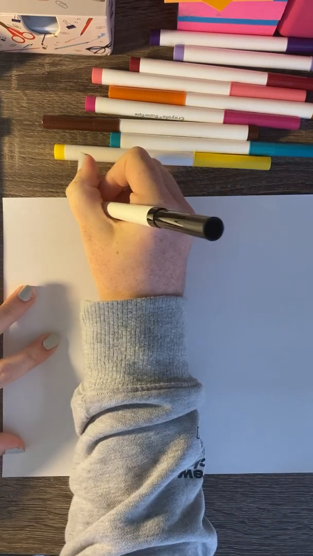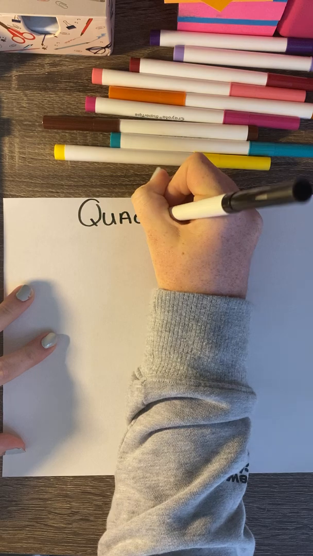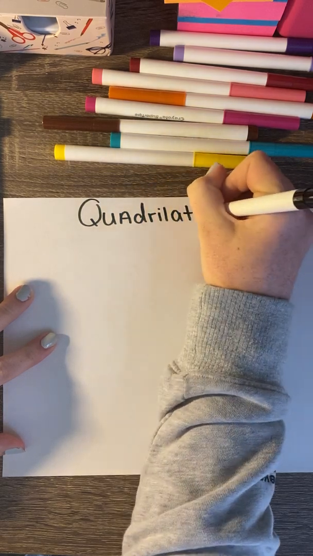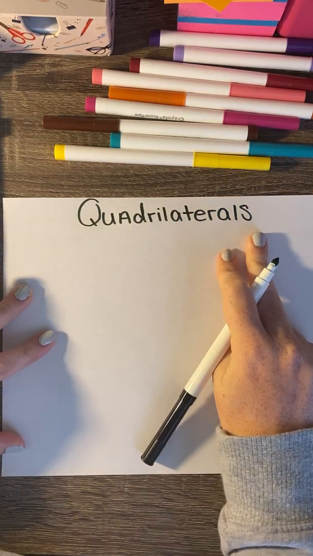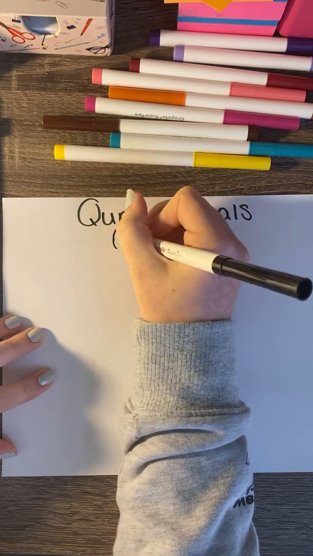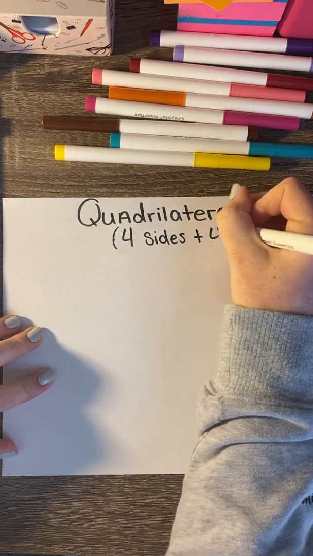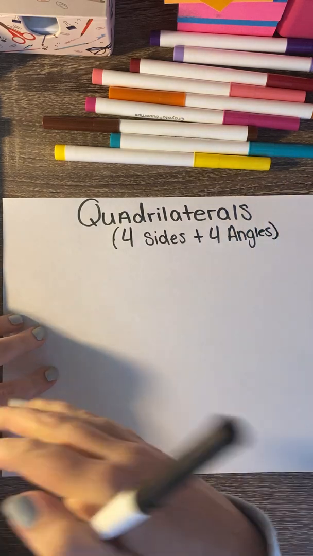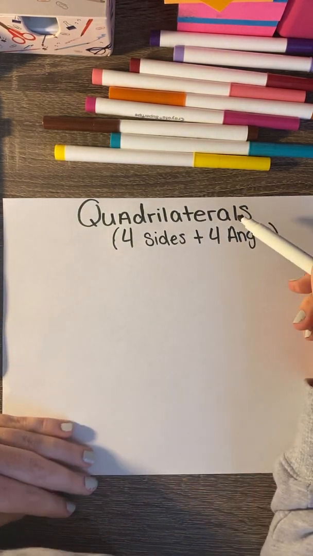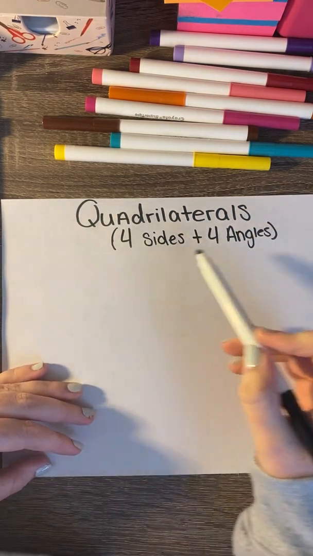So our first thing that we're going to write down on our piece of paper is at the top, you're going to write quadrilaterals. Okay, so we wrote quadrilaterals across the top. The next thing we want to do is underneath it, you're going to put 4 sides plus 4 angles. This is because, and we should know it from last week, in order to be classified as a quadrilateral, if you are a shape, you're going to have those 4 sides and 4 angles.